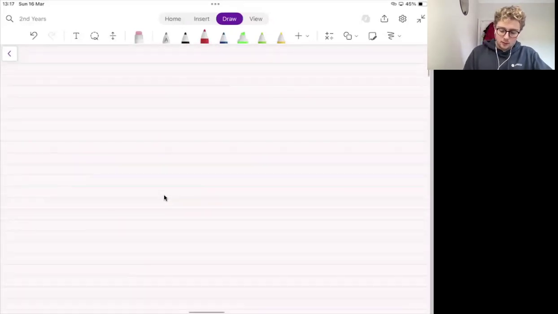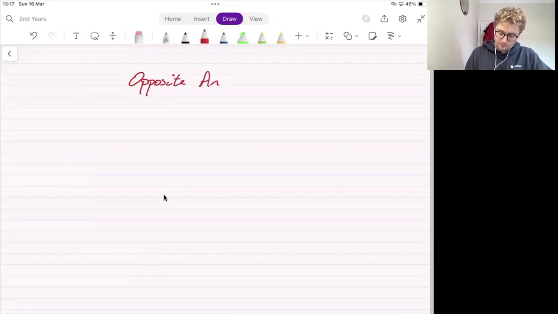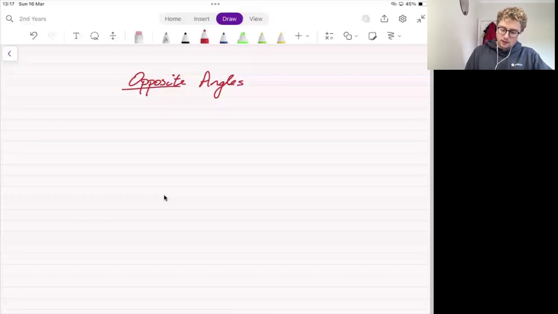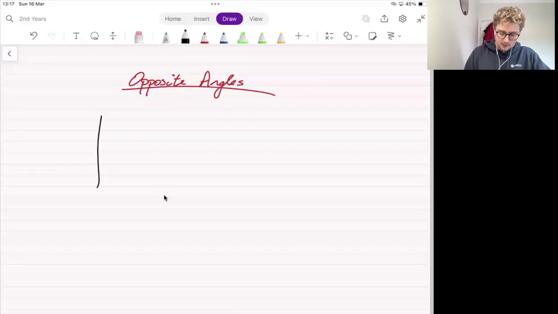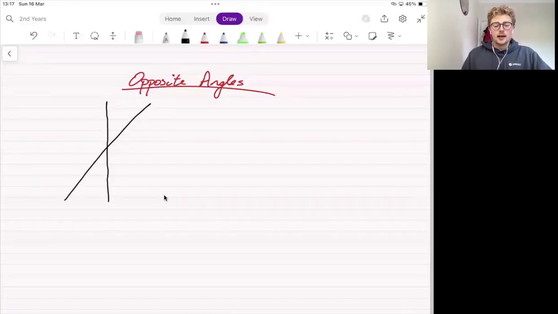Okay. So the next rule that we're going to look at is the rule of opposite angles. Right. So if we have two lines intersecting each other, let me try and draw a straight line. Like so. There we go. If we have two lines intersecting each other, the opposite angles will be equal.